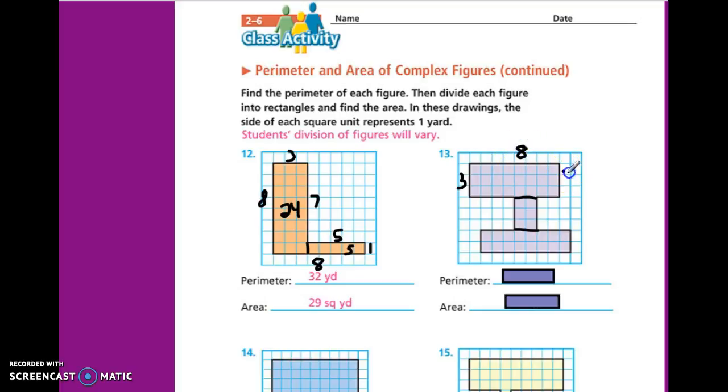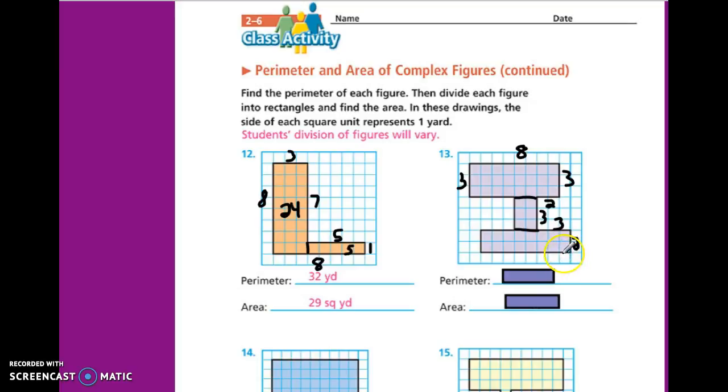We know that this is 3. We've got 1, 2. We have 1, 2, 3. We have 1, 2, 3 again. Then we have 1, 2. And sometimes they'll give you these. It's a 2 there. We're going to make that a little clearer.